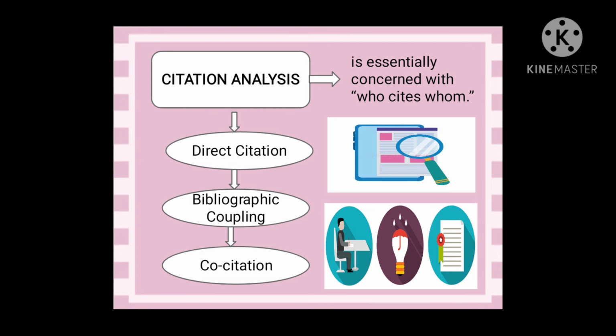So the three basic concepts of citation analysis include direct citation, which establishes the relationship between documents and the researchers who use them. Next, we have the bibliographic coupling, where the reference list of two documents share one or more of the same cited documents. And lastly, we have the co-citation, which occurs when two citations are cited together.